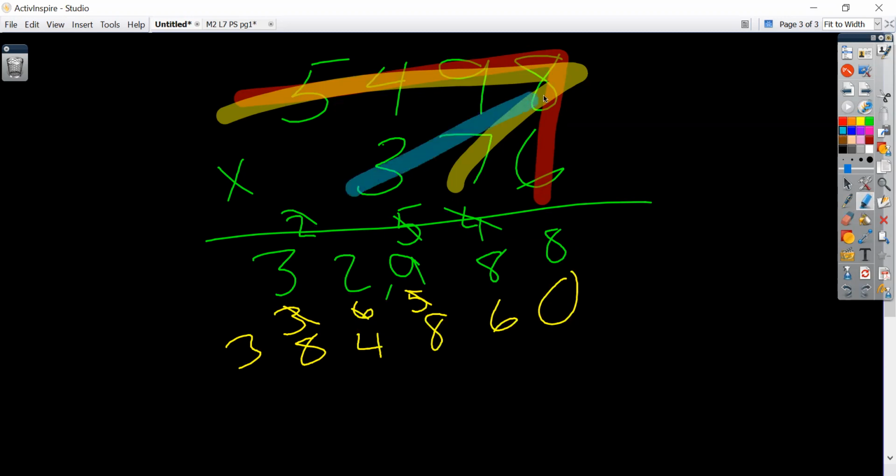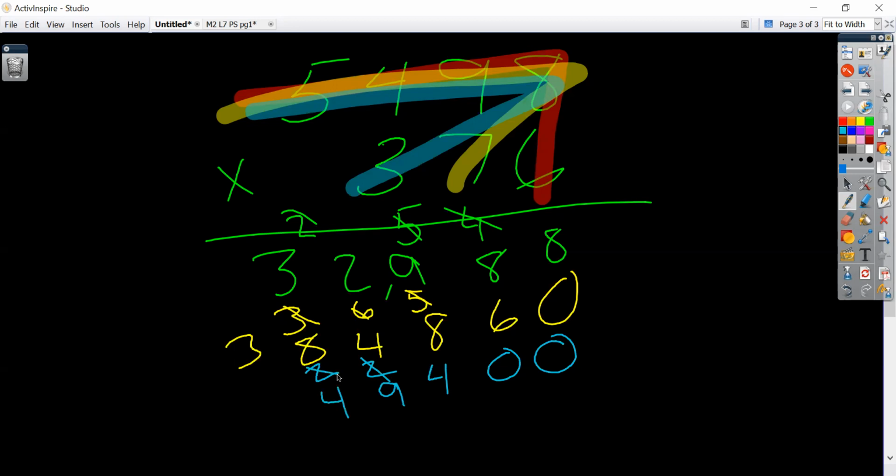Now our last spot is to do our hundreds times the top number. And to do that, we're going to represent zeros in the tens and ones place, so we start right in the hundreds place. 3 times 8 is 24. 3 times 9 is 27, plus 2 more is 29. 3 times 4 is 12, plus 2 more is 14. 3 times 5 is 15, plus 1 more is 16.